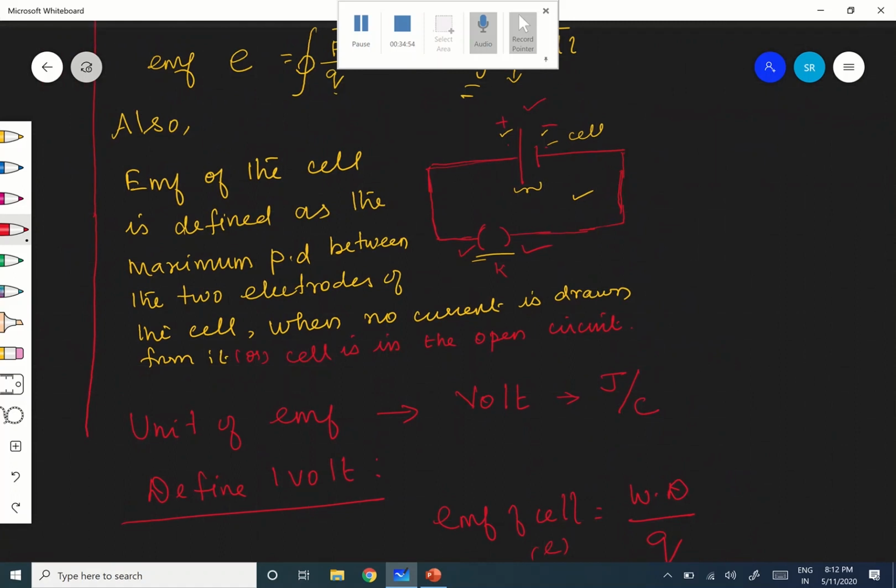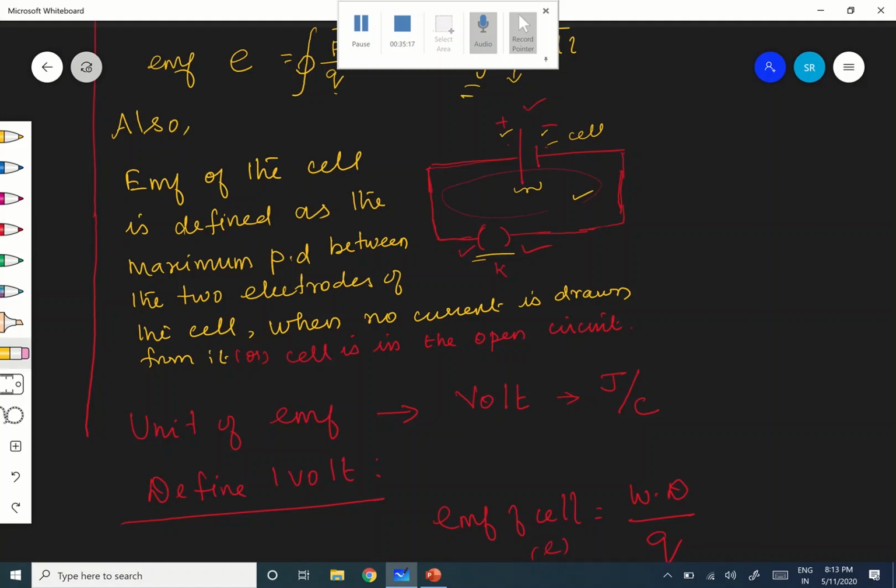Once around a closed circuit means, what is it? Including the cell inside. Everything. The electron will be moving once around a closed circuit. Including the cell, it has to complete one full closed circuit, like that.